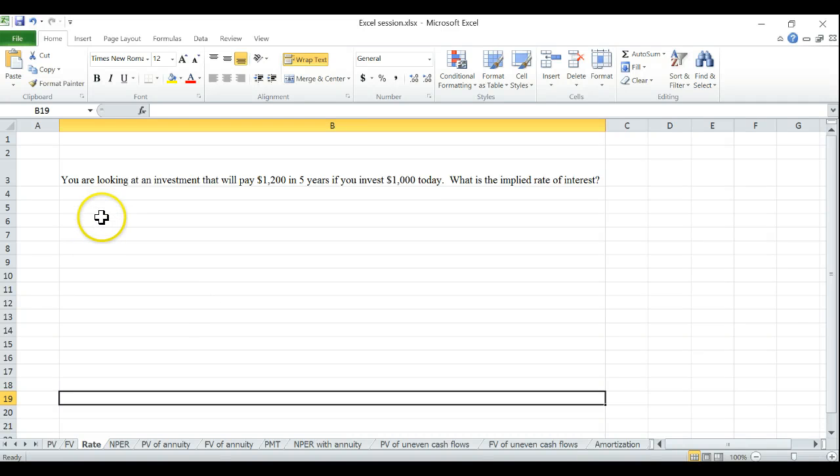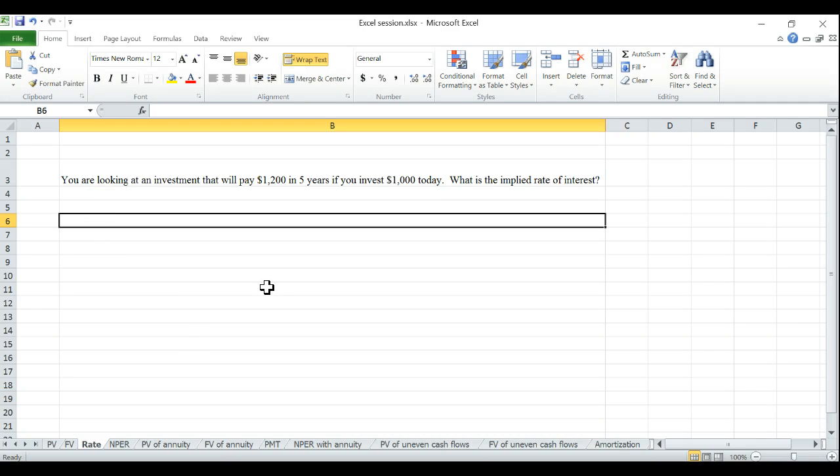Okay, in this video next we are looking at the function called rate, or if you are using the calculator, this is the variable same as I/Y on the third row of your calculator. If you're using the formula, basically it is r that we have been using in the class. So you're looking for an investment that will pay 1200. If you invest 1000 today, what is the rate of interest for 5 years?